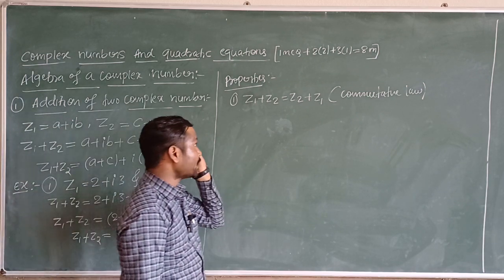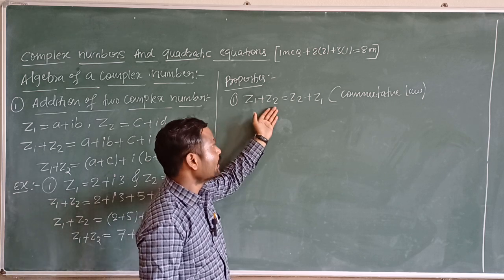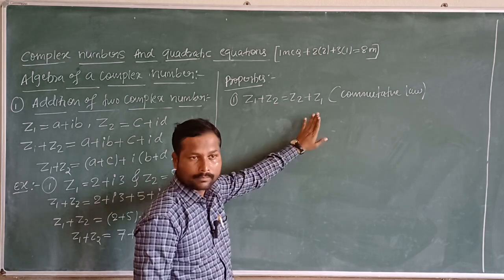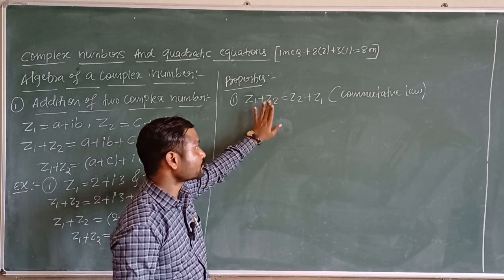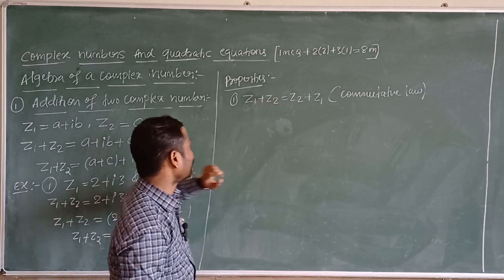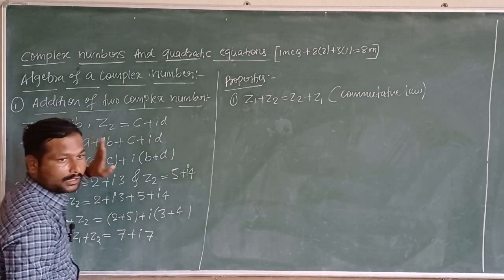So what I understood is z1 plus z2 is equal to z2 plus z1, both the answers are the same. Therefore the commutative law is satisfied under addition of two complex numbers.